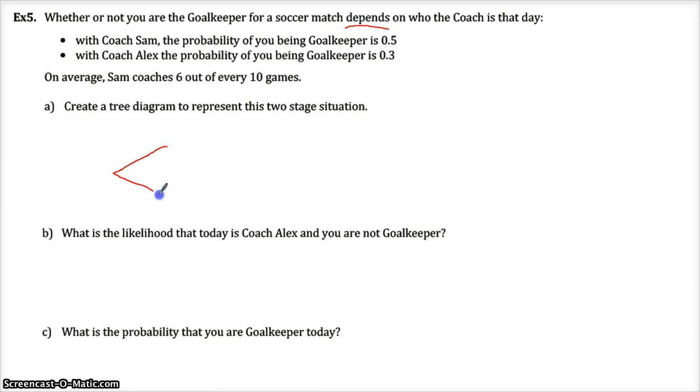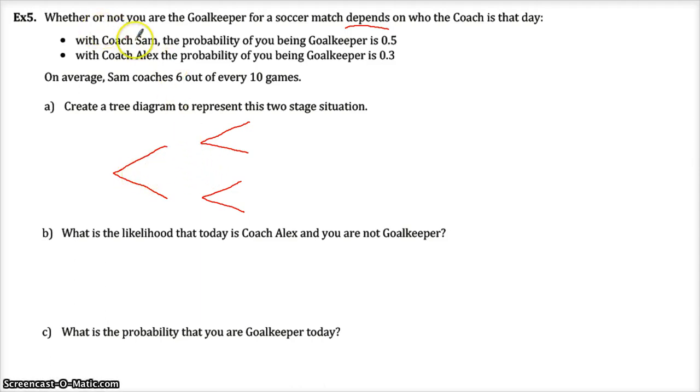So you've got to think about there being 2 different parts of this story. There's who's the coach, and then whether or not you get to be the goalkeeper. And you have to think about which thing comes first in this tree diagram situation. Like, should this branching stage represent coaching or goalkeeping? And should this branching stage represent coaching or goalkeeping? Well, you've got to think about which one affects the other, or which one is kind of in charge here and which one is affected by that.